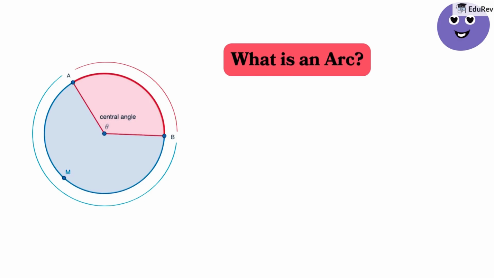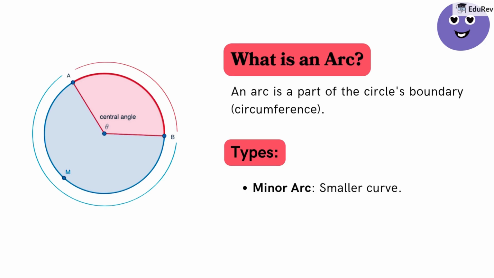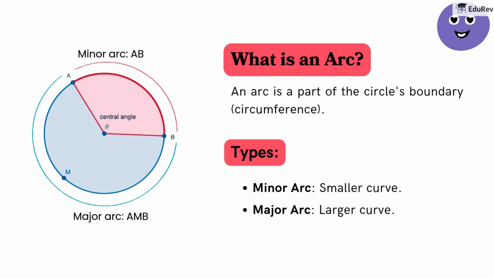Moving on, what is an arc? An arc is a part of the circle's boundary or circumference. There are two types of arcs: a minor arc, which is the smaller curve connecting 2 points, and a major arc, which is the larger curve that also connects the same 2 points. For instance, if we take points A and B on a circle, the minor arc AB is the shorter path, while the major arc AMB is the longer path around the circle.